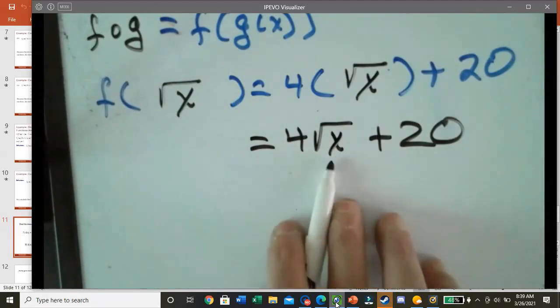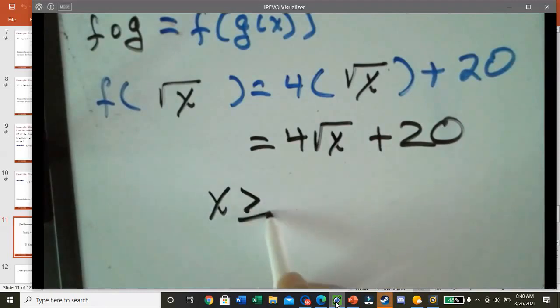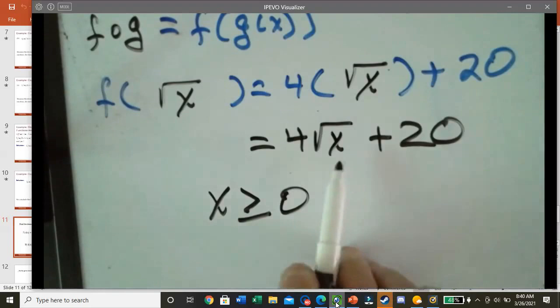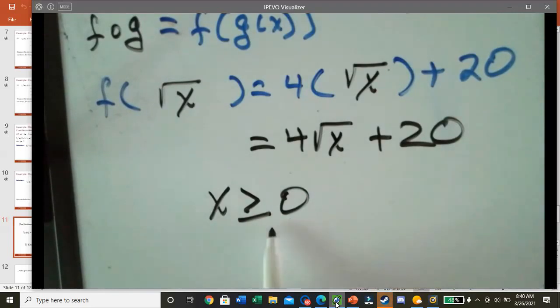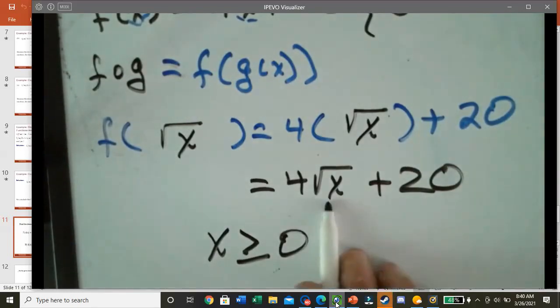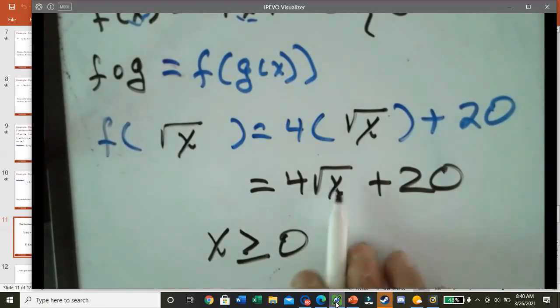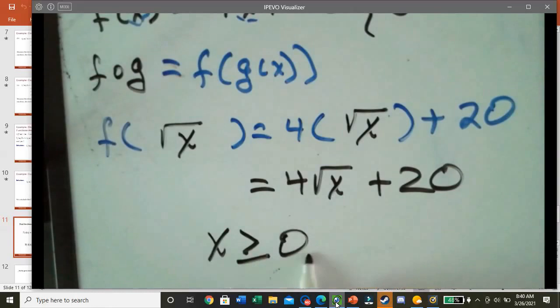We take the radicand, and what do we do with it? Set it greater than or equal to 0. We take the radicand and set it greater than or equal to 0. If x is in the denominator, we set it equal to 0. But if x is in the radicand, then we set whatever's inside, not just x, but whatever's inside, greater than or equal to 0.